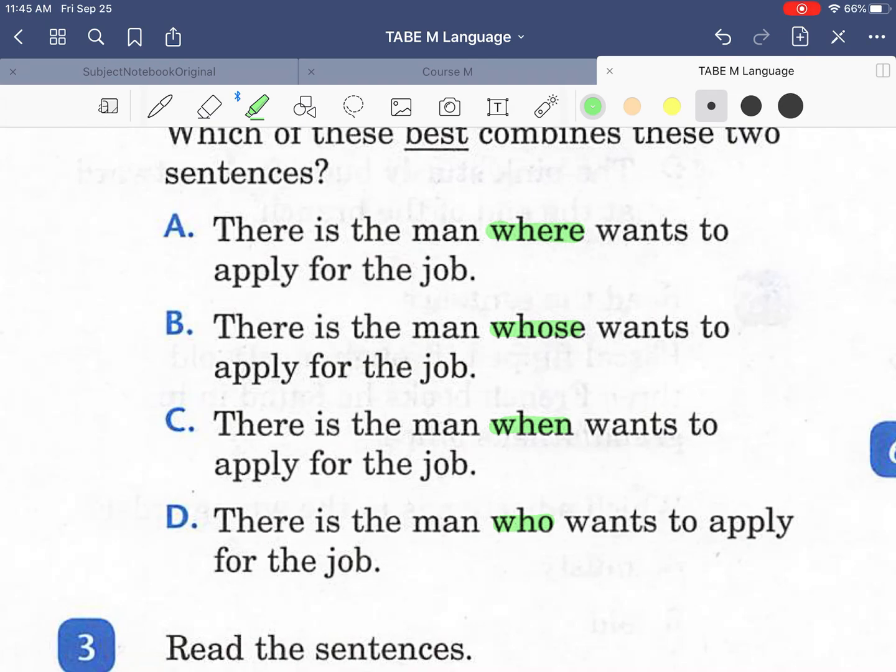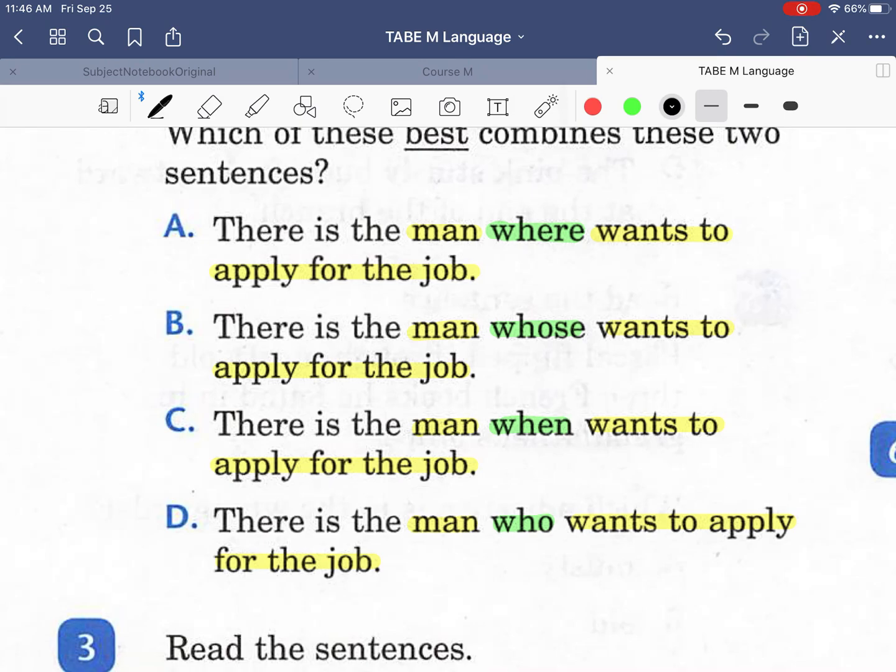So again, let's look at what is being connected. What are we relating here? We're relating a man to the fact that he wants to apply for a job. So you have to identify these parts in order to understand what's really going on here. A man is not a where or a whose or a when. A man is a who.